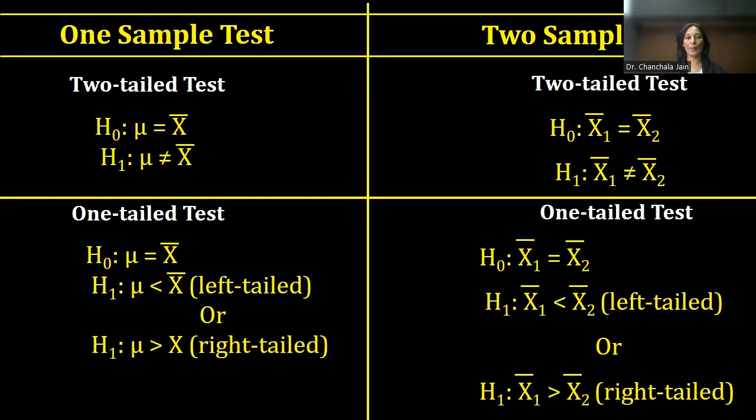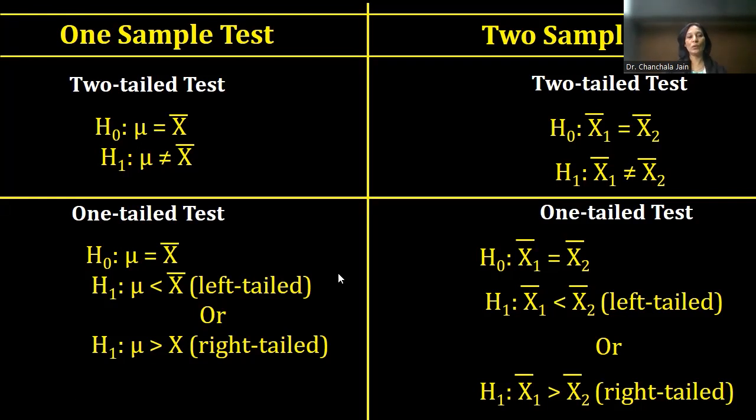Now talking about the hypothesis. Usually, looking at the hypothesis we can understand whether it is a one-tailed or two-tailed test. Firstly, look very carefully, here I am talking about the one sample test. A one sample test is when we are comparing the sample mean with the population mean, or when we are comparing the population mean with some value. In a one sample test, if we formulate our hypothesis as H0: mu equals X bar, and alternatively H1: mu is not equal to X bar.